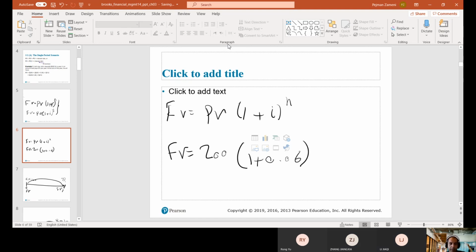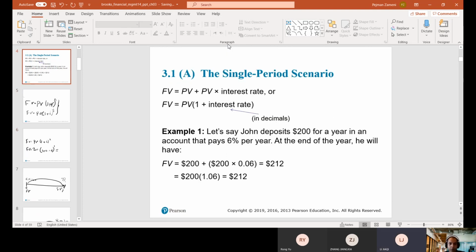0.06. And for how long is he investing his money? 1 year. Then if you put all this in the calculator, we're going to get this number, 212 actually. Yeah, see? 212.